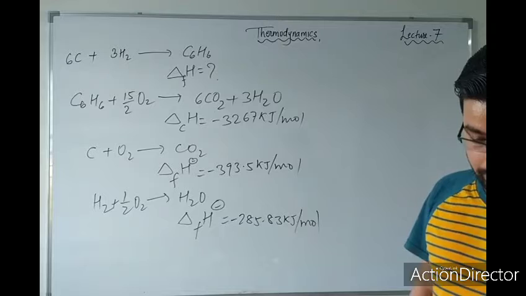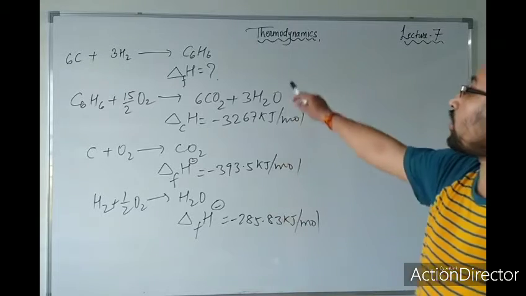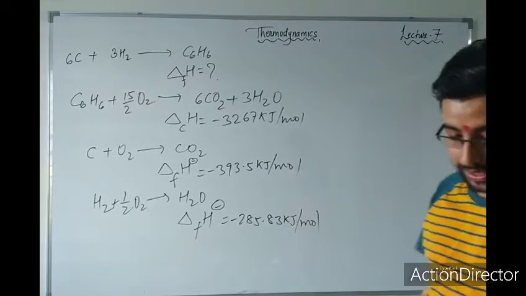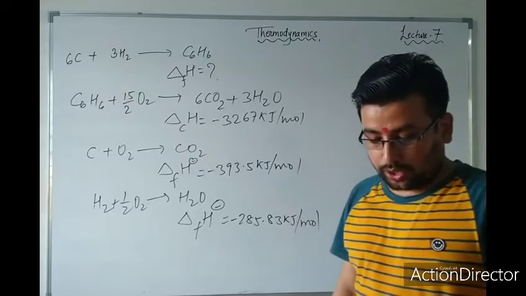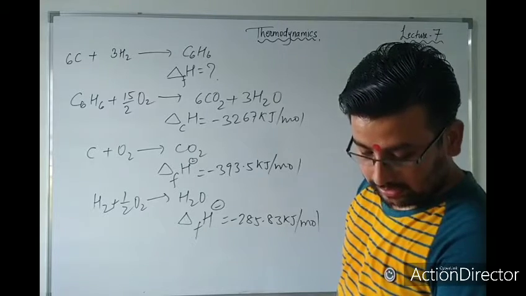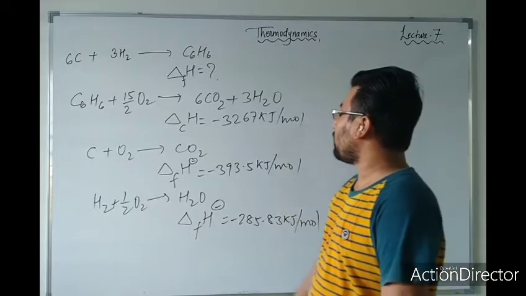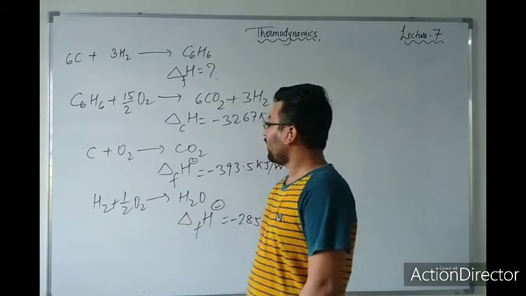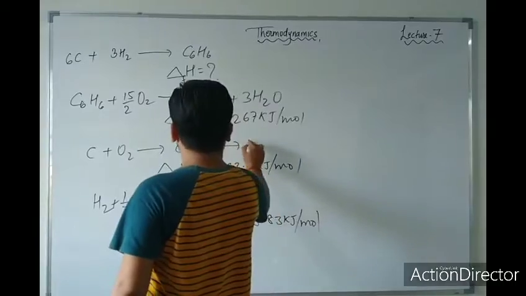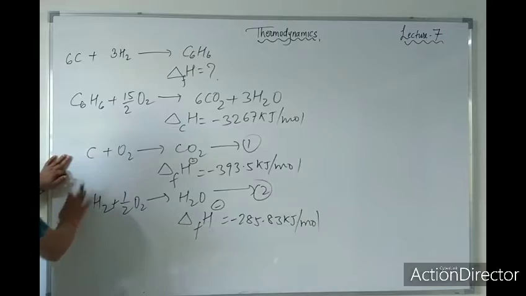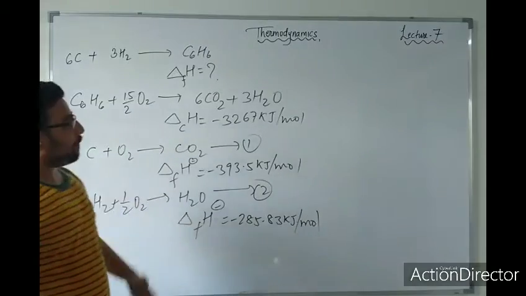Now you can see here our first reaction, 6C plus 3H2 gives C6H6, and here you can see we multiply this equation by 6 and multiply this equation by 3. Just suppose this is your first equation and this is your second equation. If you multiply this equation by 6 and this equation by 3, what will happen?